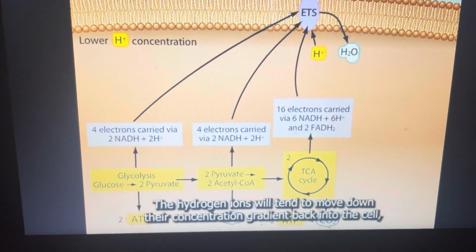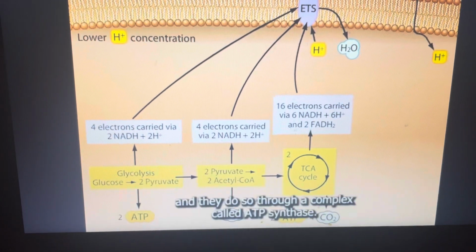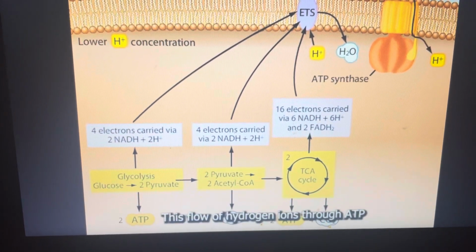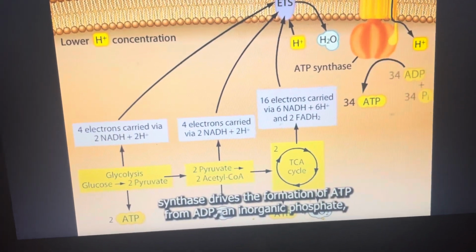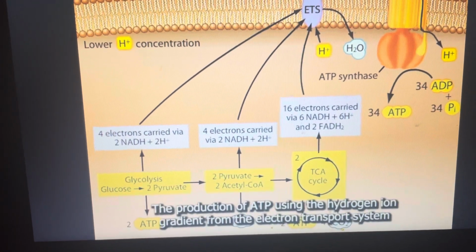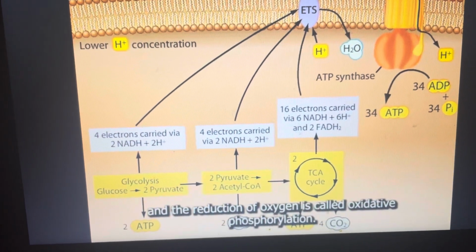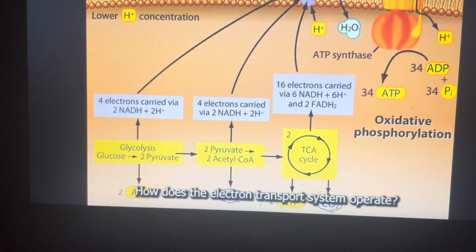The hydrogen ions will tend to move down their concentration gradient back into the cell, and they do so through a complex called ATP synthase. This flow of hydrogen ions through ATP synthase drives the formation of ATP from ADP and an inorganic phosphate. The production of ATP using the hydrogen ion gradient from the electron transport system and the reduction of oxygen is called oxidative phosphorylation. How does the electron transport system operate?